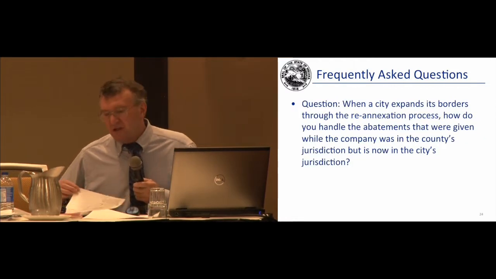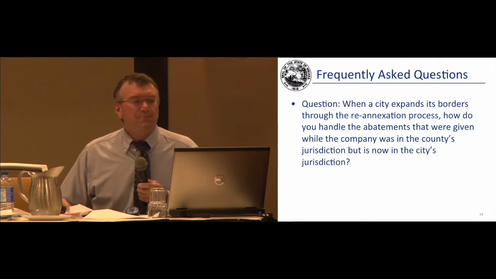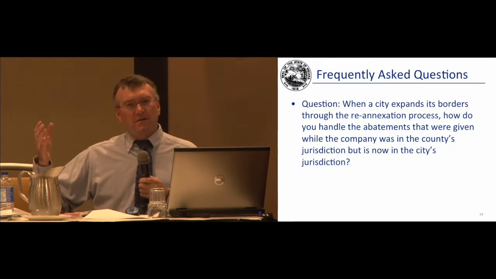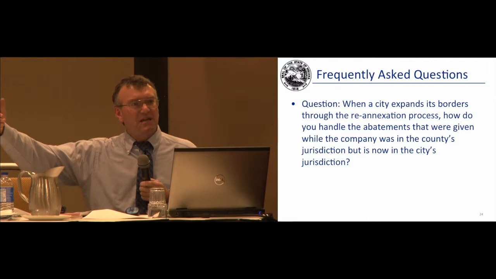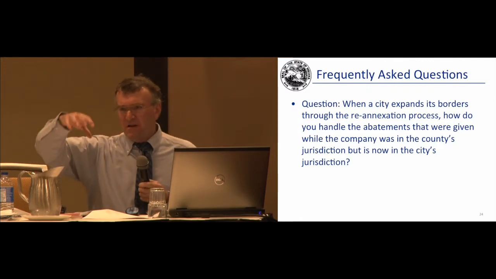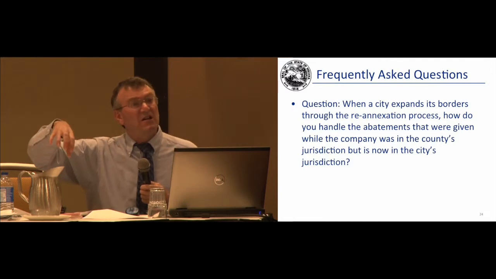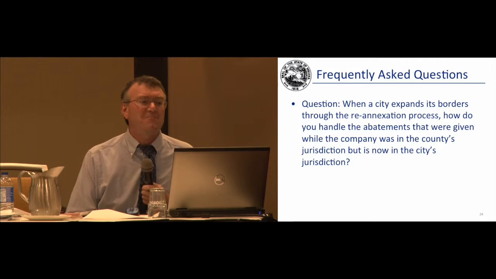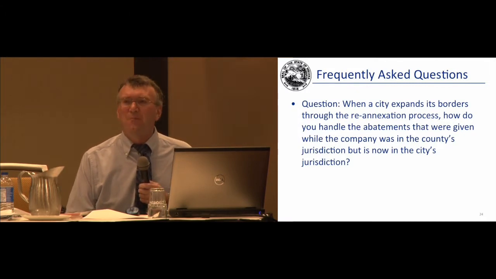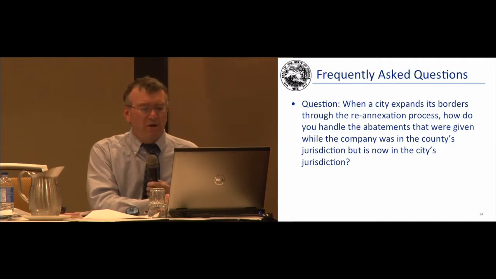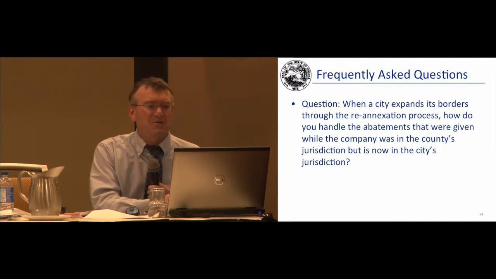And here's a new section that we've added to the program. It concerns annexations. We get calls all the time that the city re-annexed, took land away from the county. Does that make an abatement that was given within this area null and void because the city didn't approve it? So does that automatically make it null and void? Who approves future abatements, things like that? So we added a few slides to help you out with the annexation process.